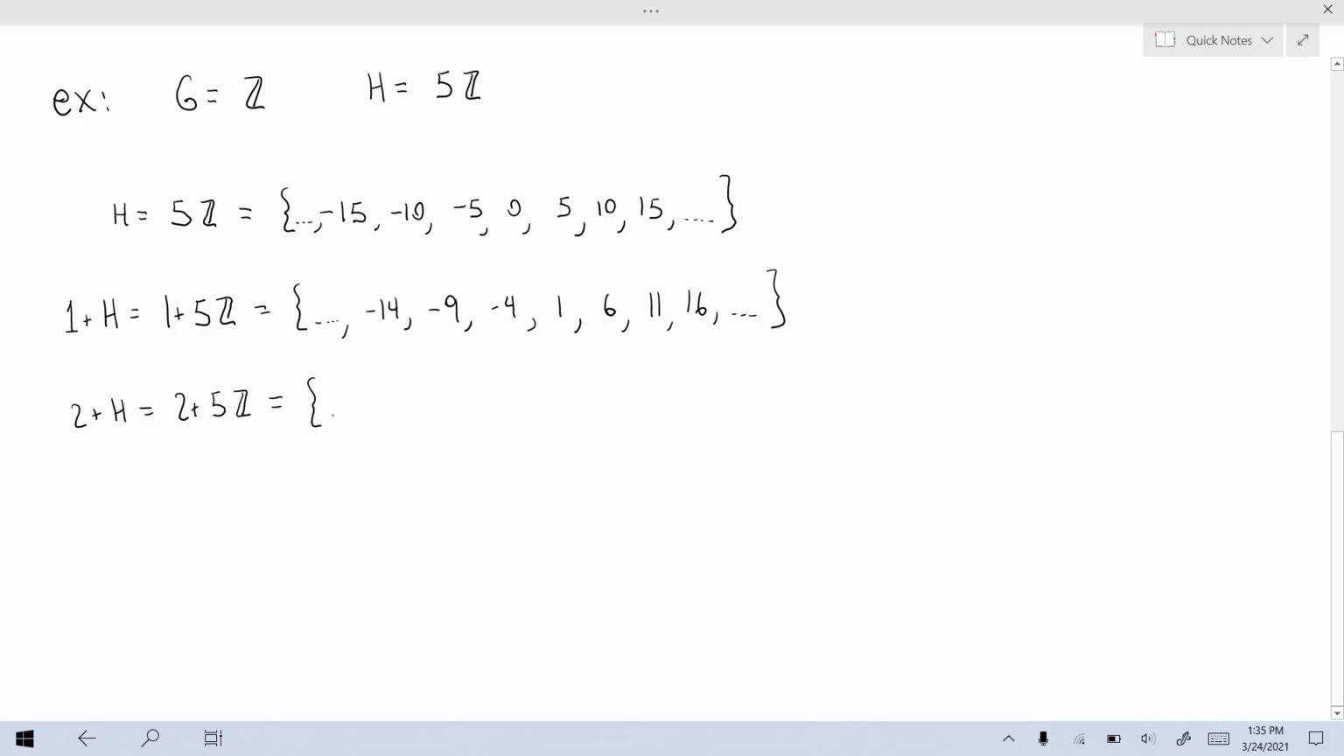I'll list some of the elements in this coset. I'm taking all these numbers here, and I'm just going to add 2 to all of them.